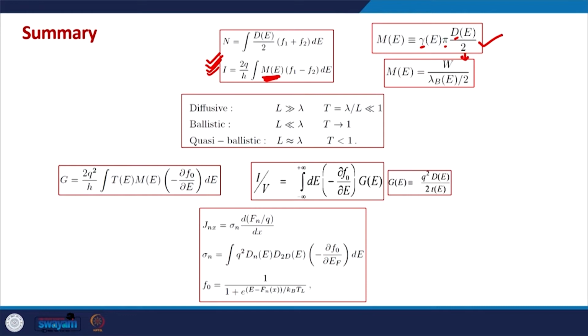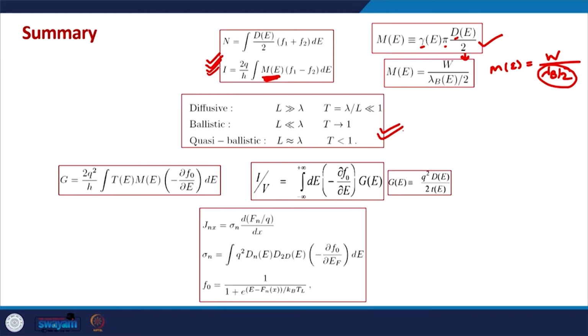If we do a small calculation for a 2D channel, we quickly realize that the number of modes in a 2D channel is essentially W divided by lambda_b by 2, where lambda_b is the de Broglie wavelength of the electrons. So it means that the number of modes is the number of half wavelengths that can fit into the 2D conductor. So it is essentially the conducting pathways in the device.